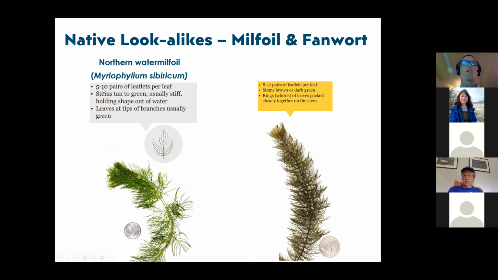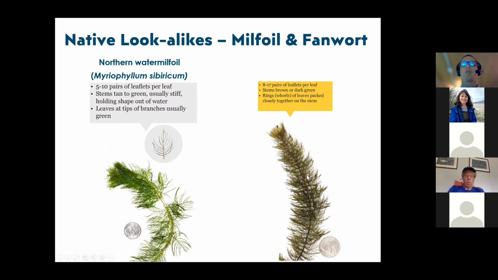This northern one has pairs of leaves, usually 5 to 10 pairs of leaflets. So the Eurasian water milfoil is usually above 11 or 12. Having fewer leaflets, it also looks lighter or thinner because of that. It has this more arrow-like or leaf-like shape instead of having that square tip. And it usually is a little bit stiffer and holds its shape better out of water.